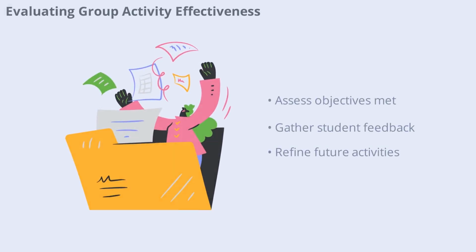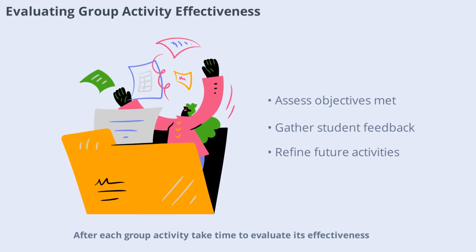After each group activity, take time to evaluate its effectiveness. Did students meet the objectives? Were they engaged and collaborative? Gather feedback from students and reflect on what worked well and what could be improved. Continuous evaluation helps you refine your approach and make future group activities even more impactful.